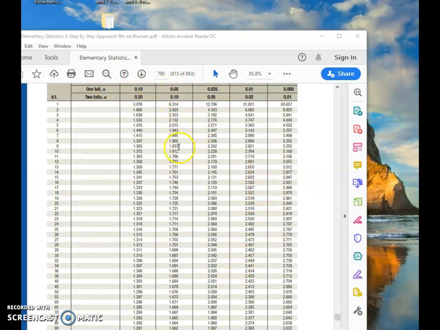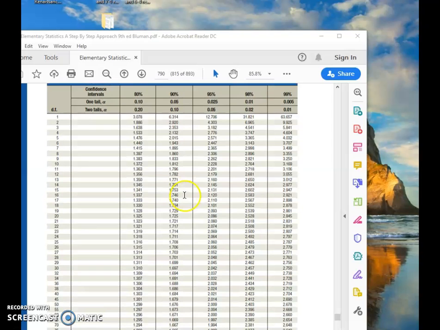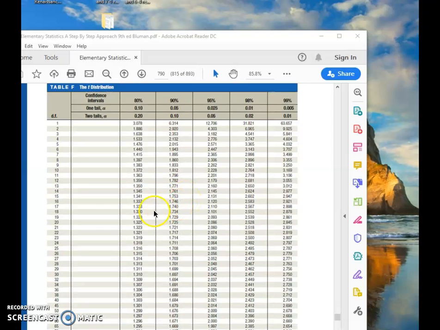That's the column, this whole column here, and we want the degree of freedom to be 16. So we come back up here to 16, and here it is, 1.746, which is exactly what the book got. Now this might be a little hard to read on your screen, but that's the best I can do here. So here's 16, and here's the 0.05.